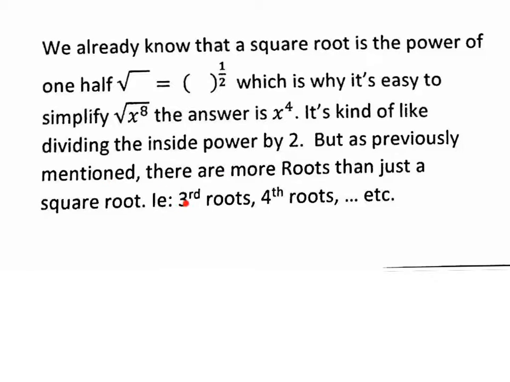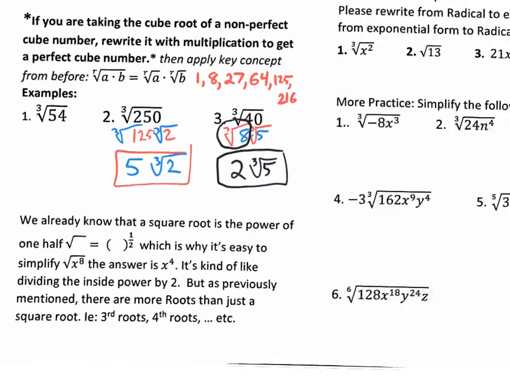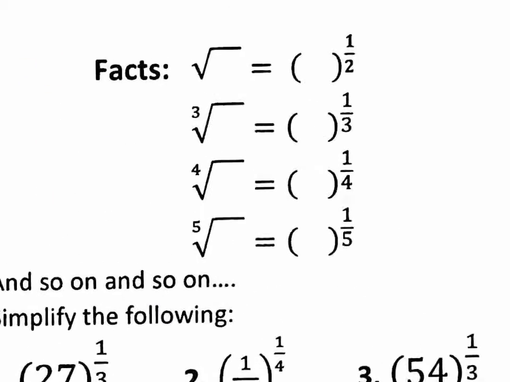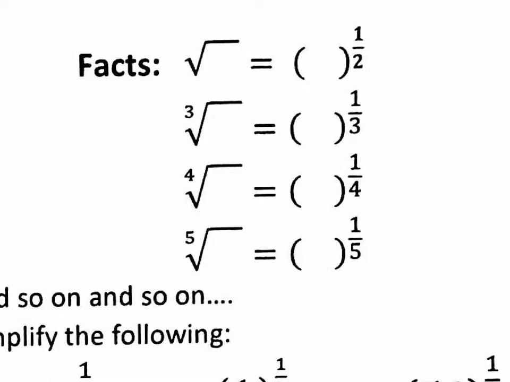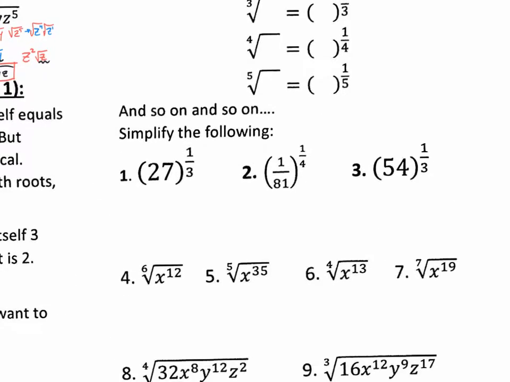There's third roots, there's fourth roots, fifth roots, you name it. There's all kinds of roots. So let's jump up here and understand these facts. We already know square root's the power of 1/2, which is kind of like dividing the inside power by 2. A third root is the power of 1/3. It's kind of like dividing the inside power by 3. A fourth root is the power of 1/4, which is kind of like dividing the inside power by 4. Okay? So let's practice understanding that.